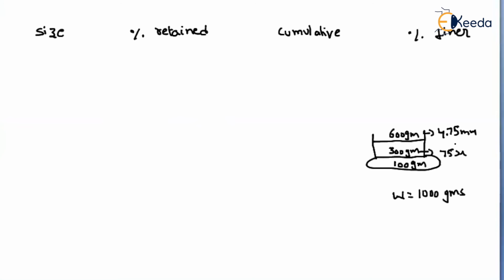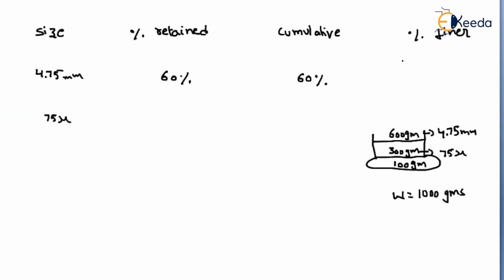So in 4.75, what about the size we are considering? 4.75 mm, and also we are considering the 75 micron. What is the percentage retained? On 4.75 mm, how much soil is retained? 600. What about the total soil weight? 1,000. So what about the percentage? 600 divided by 1,000. How much percentage will it be? 60%. Is there any sieve above the 4.75 mm? No. That's why here also it will be 60%.